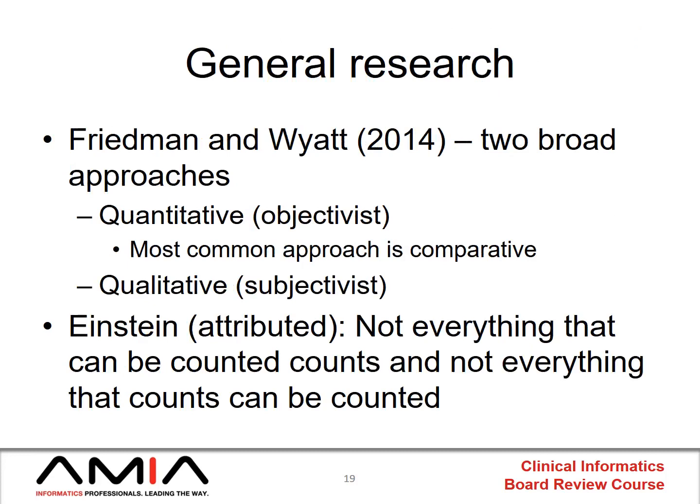Let's explore some more terminology and approaches to research in general. Two of the thought leaders in informatics research are Charles Friedman and Jeremy Wyatt, and they note two broad approaches to informatics research. The first of these is what they call objectivist and what most others call quantitative research, where there is some quantitative measurement of whatever the outcome variables happen to be. The most common approach in objectivist research is comparative research, where we're comparing two systems or two users, or potentially more than two. The second category is subjectivist research, which most people call qualitative research.